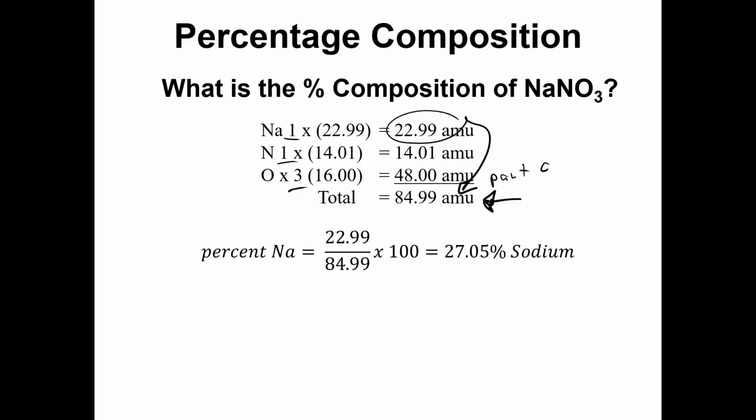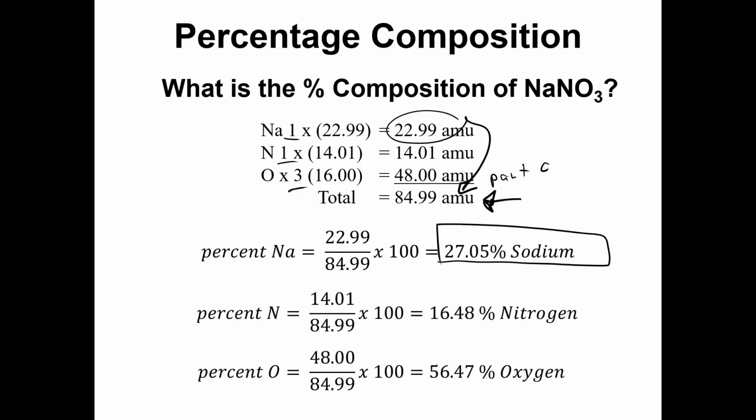And then to get the percents, you take the part, you divide it by the total times 100, as shown here, right? So percent sodium, 22 part divided by total, 84.99 equals 27.05% sodium. And we get conversion factors for these as well. If I ask you something related to sodium and sodium nitrate, you use 27 grams is equal to 100 grams, right?